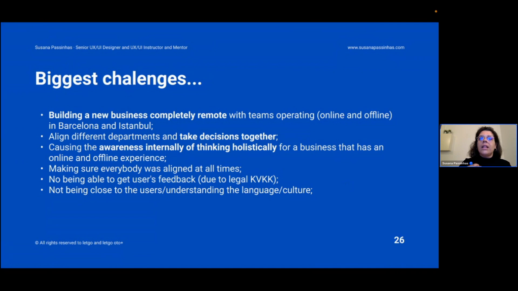It doesn't just start on the app, it then goes to the call. What are they saying? What is the script? What's the follow-up? All of this needs to be thought of, making sure everybody was aligned at the same time, and this includes developers. All of these things, coordinating work, making sure things were okay.